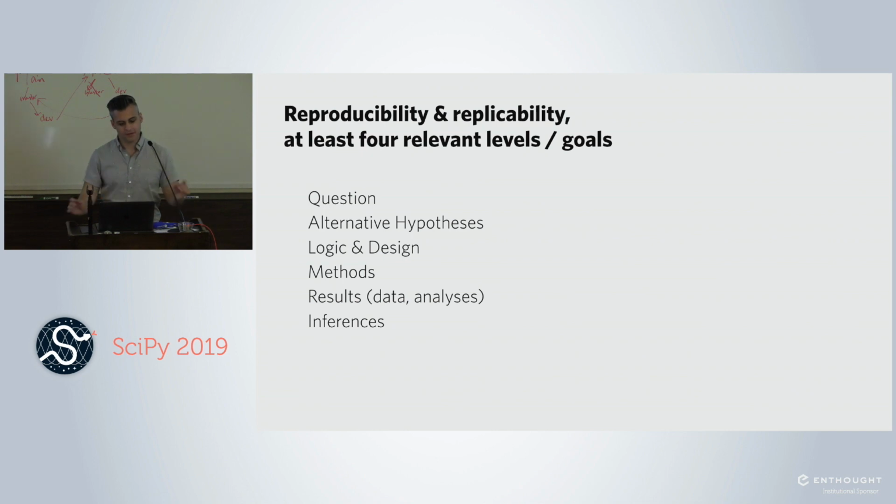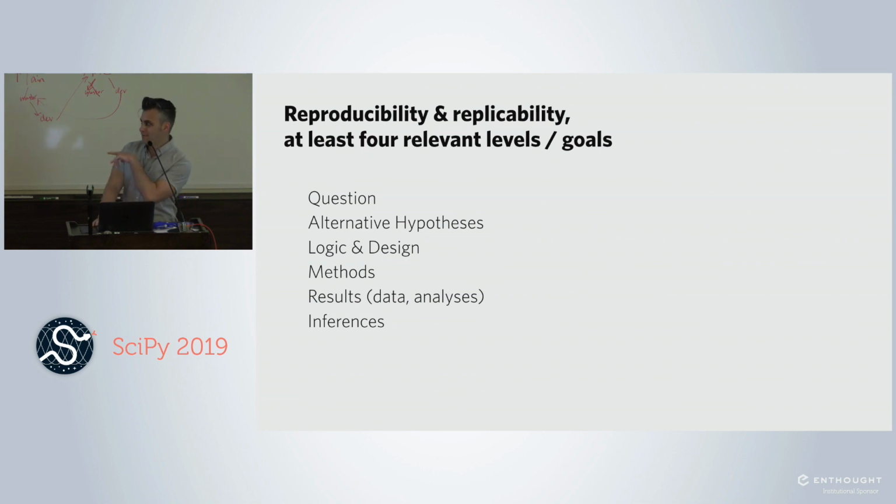Next, I'd like to turn to the challenge of reproducibility. People mean lots of different things in the behavioral and social sciences when they say reproducibility and replicability. One way to think about this is that there are a lot of steps to doing an experiment: there's a question, alternative hypotheses, a logic and design, methods, results, and inferences.